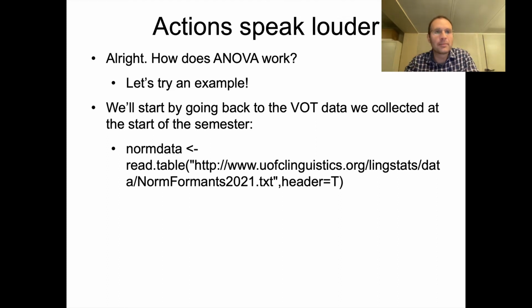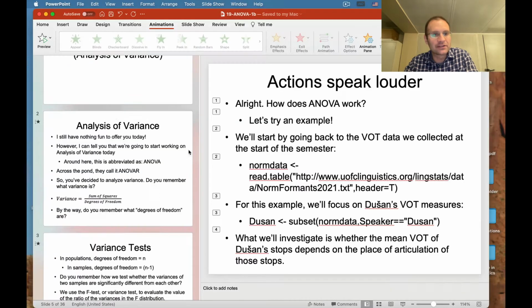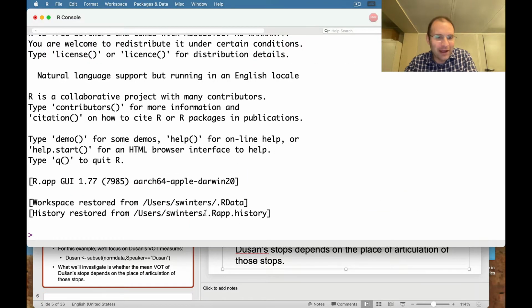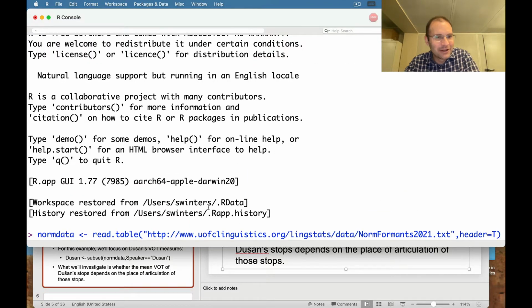our data setup. So we're going to start by going back to the VOT data we collected at the start of the semester. And like I said, there's a lot of R code in this lecture, and hopefully I'm not speeding through all of it too quickly.